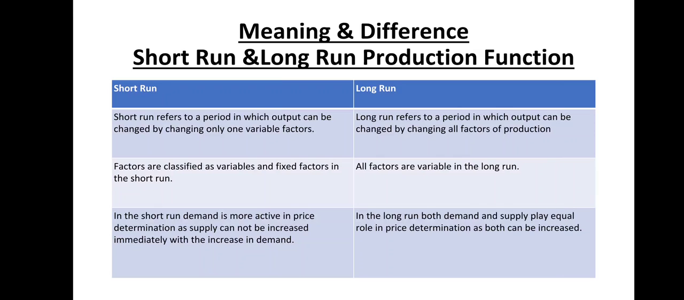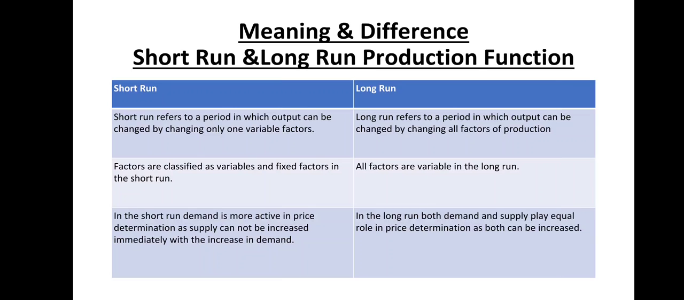The output can be changed by changing only one variable factor under the short run production function, whereas under long run production function all the factors are variable. So the output can be changed by changing all the factors of production. In the short run, factors are classified as fixed factor and variable factor, whereas in the long run all the factors are variable.